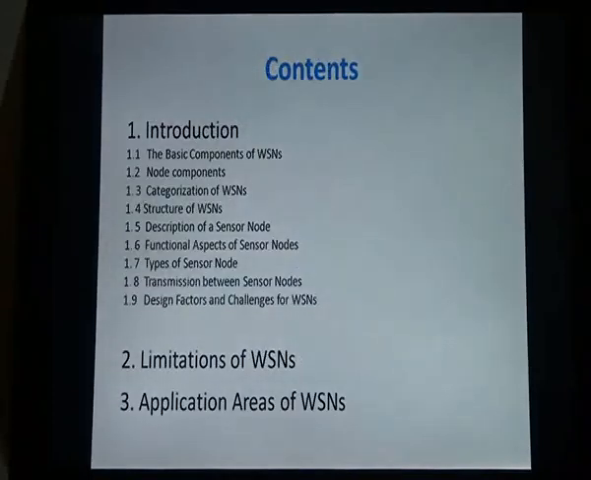The contents of the lecture would be the introduction, the basic components of wireless sensor networks, the node components, the categorization, and the structure. We will also describe what a sensor node actually is. We will also address the functional aspects of sensor nodes, the typical types of sensor nodes, how they communicate or transmit between sensor nodes, and the design factors and challenges associated with this field. Further, we will focus on the limitations of wireless sensor networks, and lastly, we will discuss the application areas of wireless sensor networks.